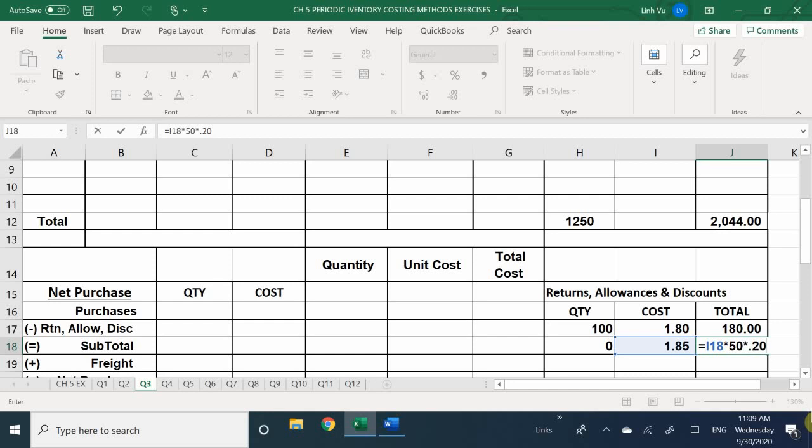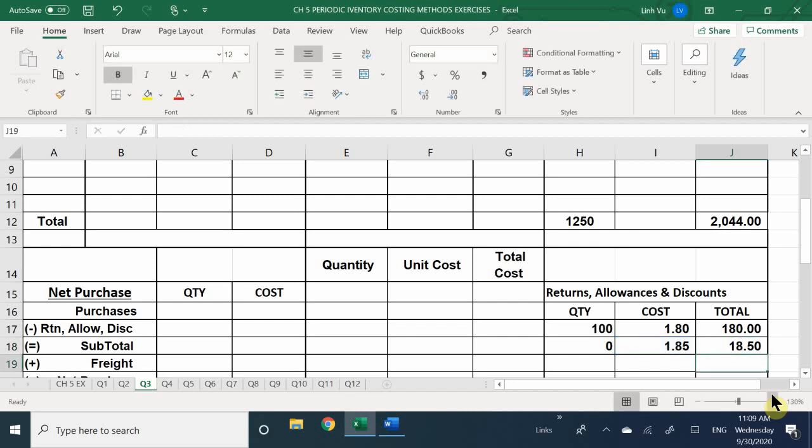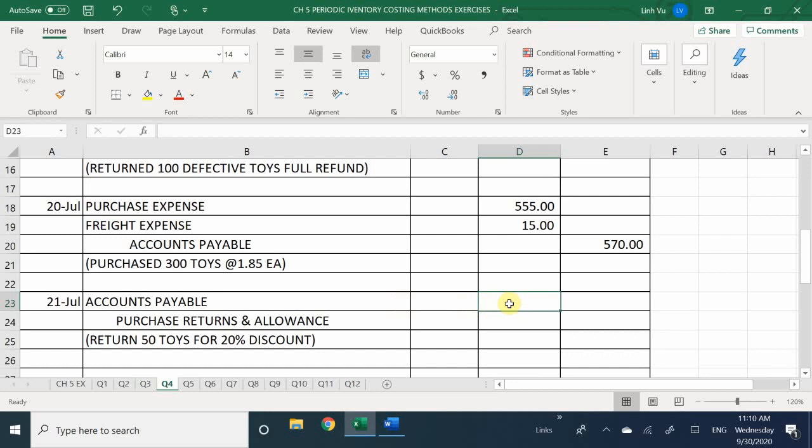So 20% of that total is going to give me $18.50. So again, 50 times $1.85 is going to give me $92.50. $92.50 multiplied by my 20% is going to give me $18.50 as my total. So again, I'm going to enter in the formula so you guys don't get lost. Okay. So here it is. A total of $18.50 is going to be refunded to my account. And this is where I place it here for $18.50. Okay.